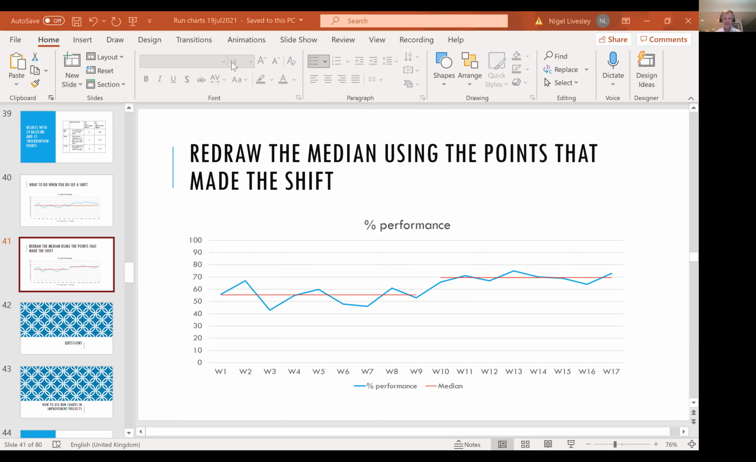At what point do we need to decide to change the median? Well, you change the median when you see a shift. And that depends on which rules you're going to use. I'm going to come back to that in a second. I'm going to talk about the more practical side of how we can do it. Yeah, so lots of questions about shifting the baseline. I'm going to come to that in a second.